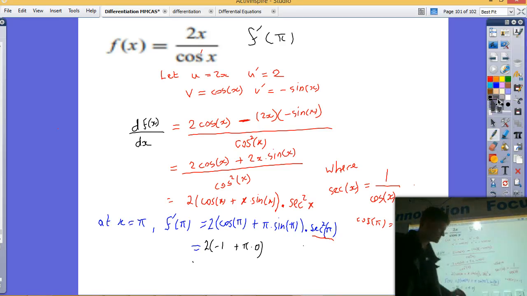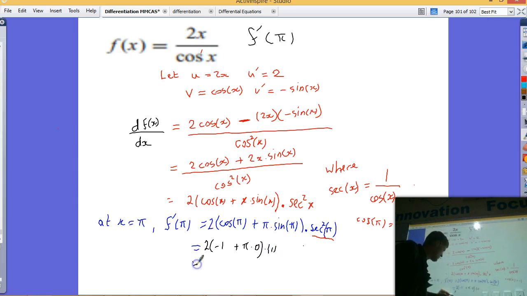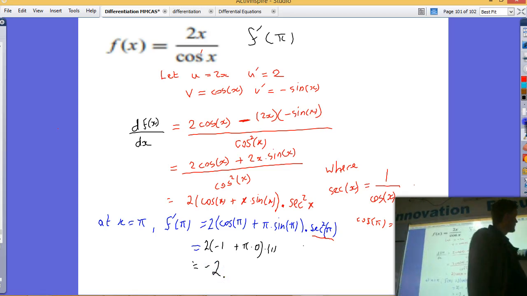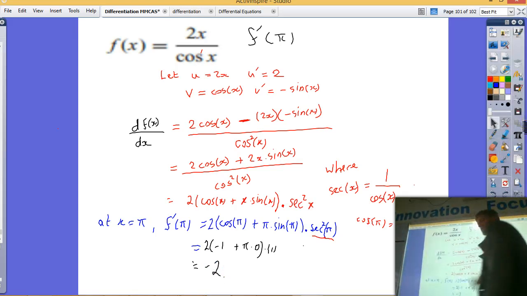Very easy. Told you. And simply, when I expand all that out, I'll have 2 times -1, which would be -2. Okay? Excellent. Practice, practice, practice. That's all it takes. All right, please find the time.